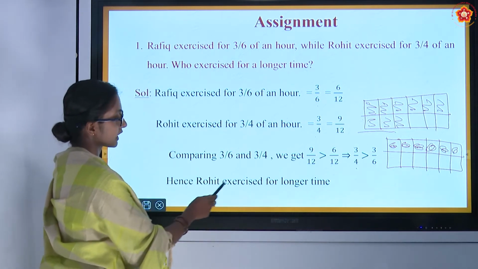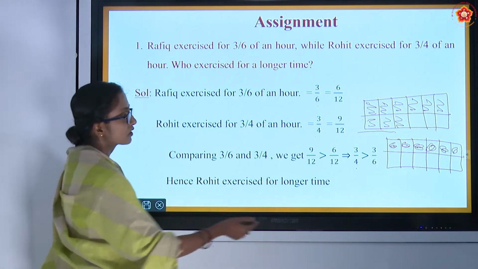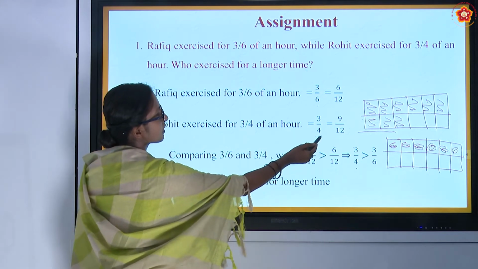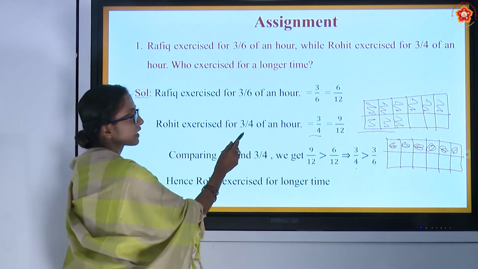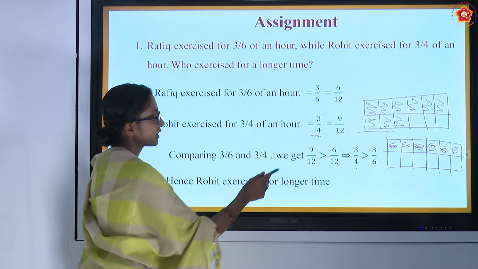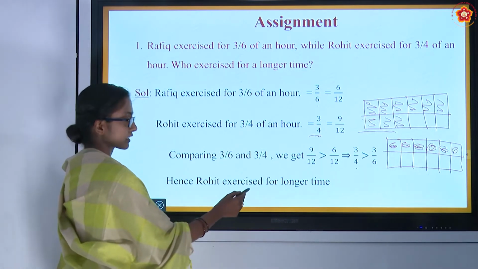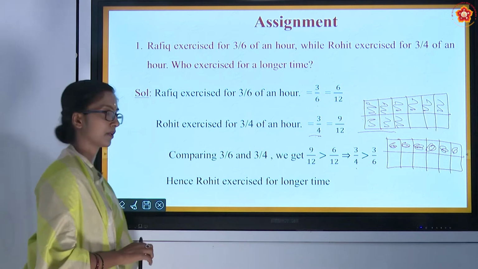Hence, Rohit exercised for longer time. 3 by 4. So, Rohit exercised for 3 by 4th of an hour. So, Rohit exercised for longer time.